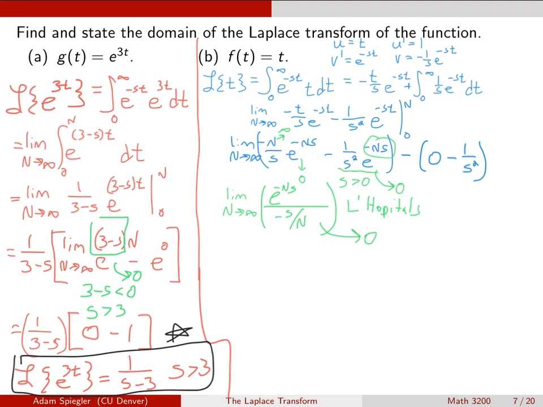And so after all of that, therefore, we get 0 minus a minus 1 over s squared. So in other words, we get 0 plus 1 over s squared. So our Laplace transform, therefore, is F of s equals 1 over s squared, as long as we have the condition that s is greater than 0.